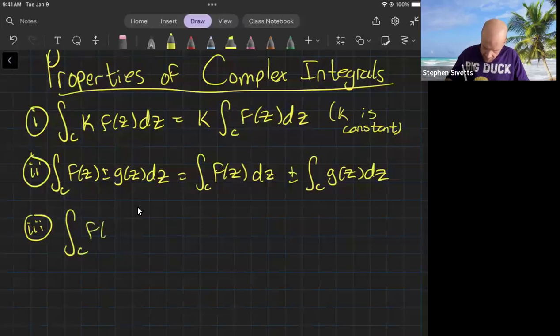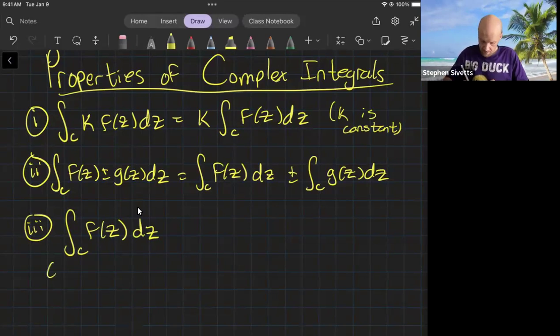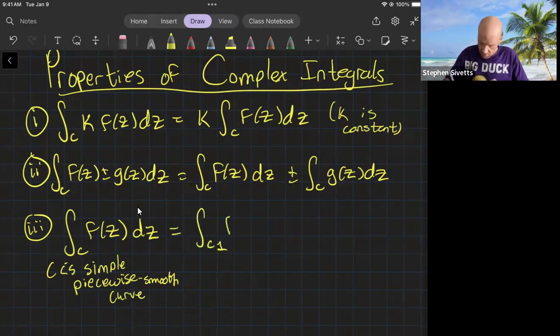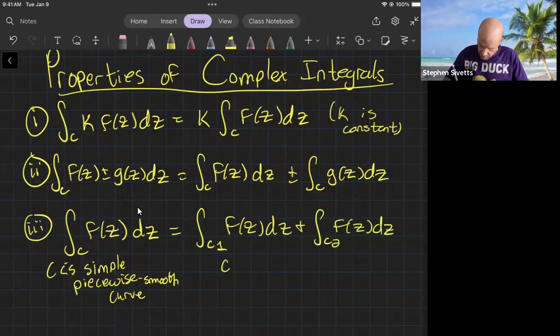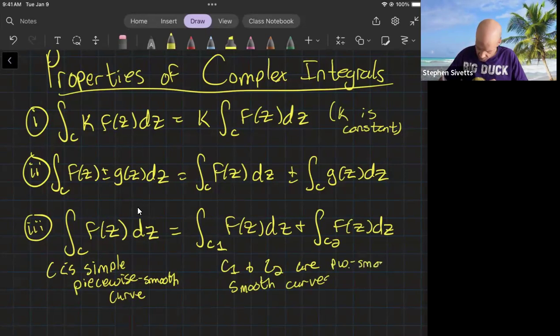If I have a simple piecewise smooth curve C, this would equal the integral over C1 of f of z dz plus the integral over C2 of f of z dz, where C1 and C2 are piecewise smooth curves that are joined end to end.